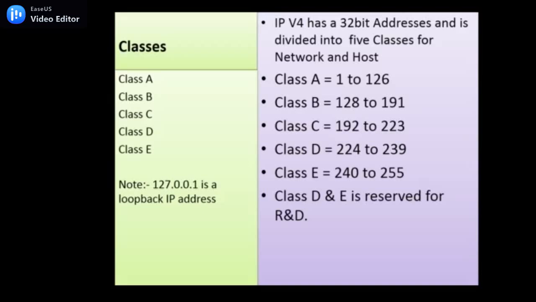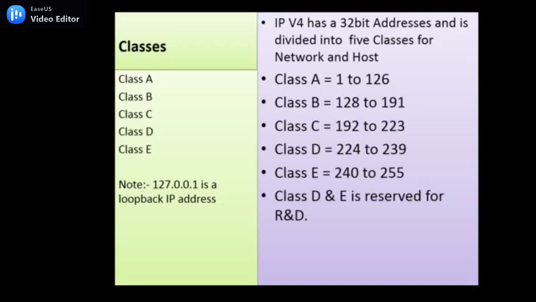For class A, the range in the first octet is between 1 to 126. And for class B, the range is between 128 to 191. Class C is 192 to 223, class D is 224 to 239, and class E is 240 to 255. But in real life we can use only class A, B, and C. Class D and E are not used. They are reserved for R&D.